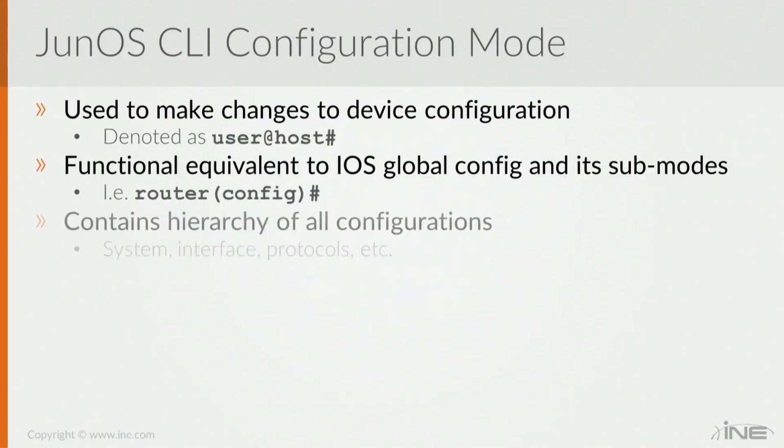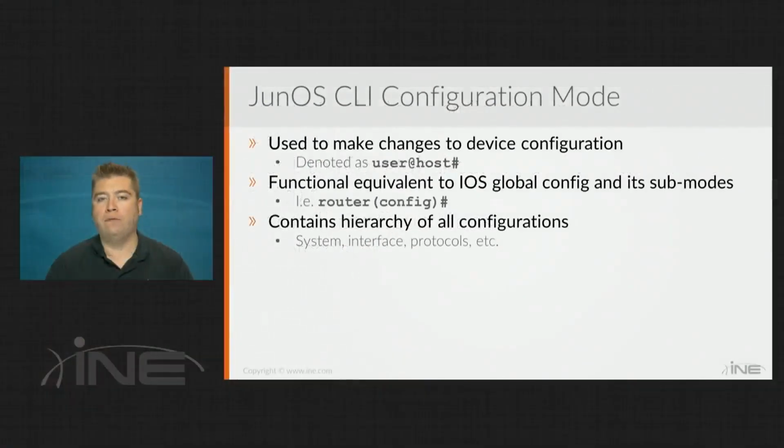Now, just like in IOS, configuration mode in JunOS is going to contain the rest of the hierarchy of all of the other options. So things that are global to the system, the specific protocols like RIP, OSPF, IS-IS, and then anything that would be at the interface level, for example, IP addresses, IPv6 addresses, trunking, link aggregation, and so on and so forth.